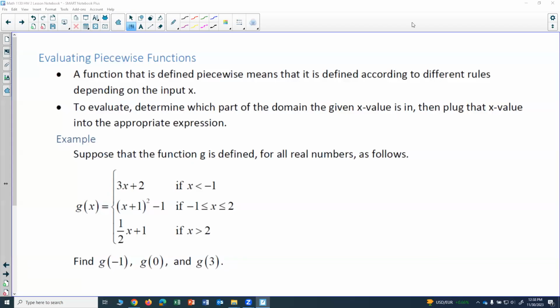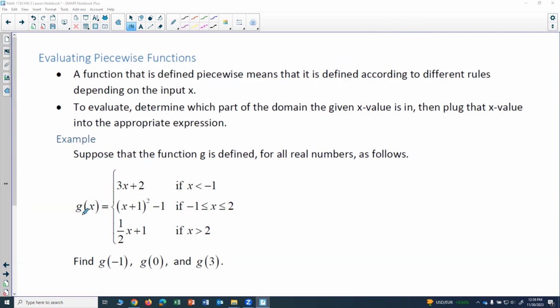In this video, we look at evaluating piecewise functions. So first of all, let's talk about what a piecewise function is. A function that is defined piecewise means that it is defined according to different rules depending on the input x. To evaluate it, what we do is we determine which part of the domain the given x value is in, and then plug that x value into the appropriate expression.